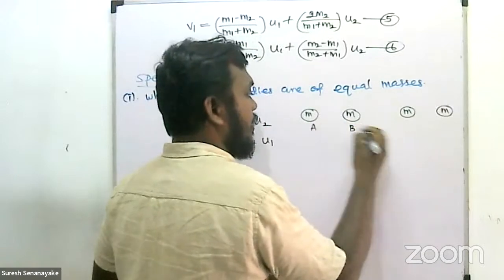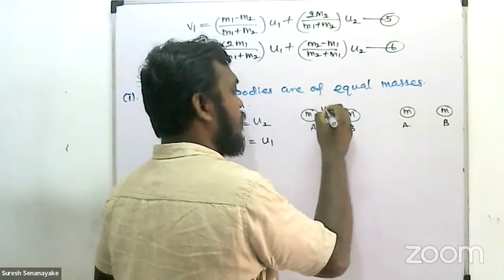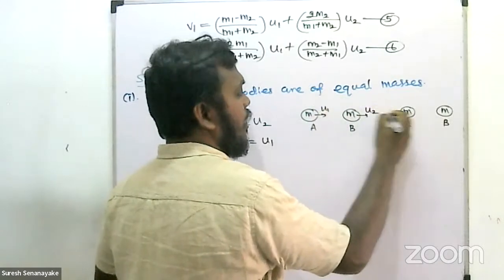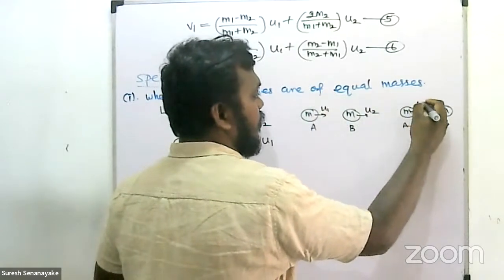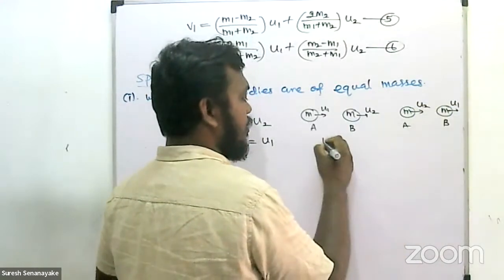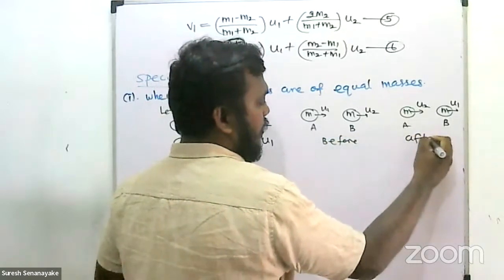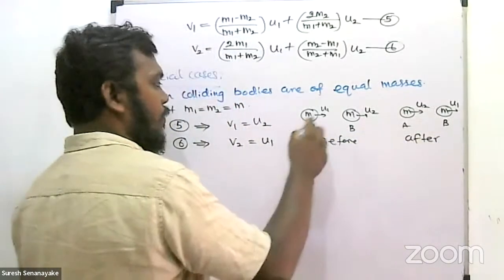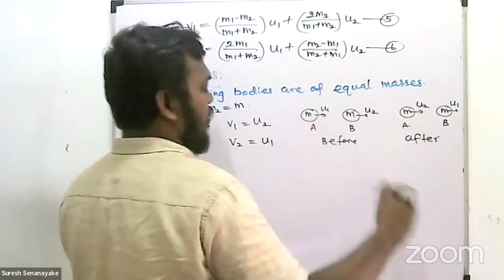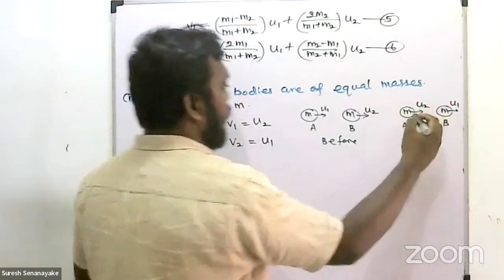This is A and B. You can write this way: u1, this is u2, and after collision this becomes u2 and this becomes u1. This is before and after. If you want, you can draw it and show. If same masses collide elastically, then u1 and u2 exchange.